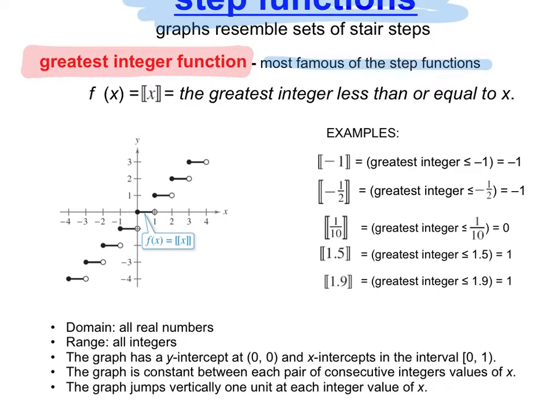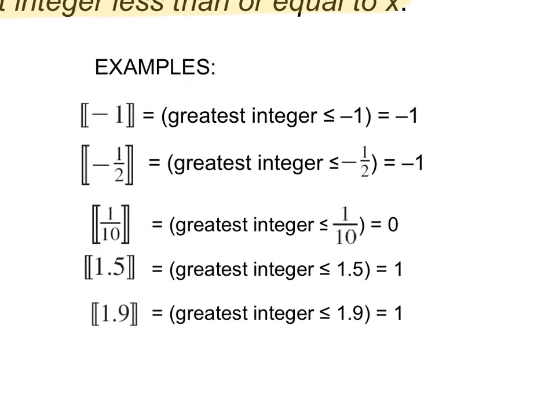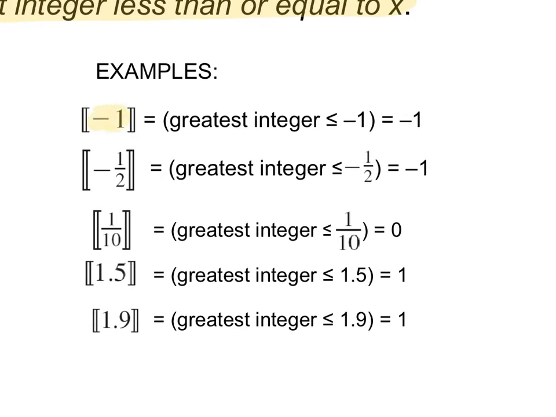Symbolically, it has kind of these double brackets, if you want to think about it that way. The way that you find it, the definition of that is whatever our x value is, we find the greatest integer that is less than or equal to x. Okay. For example, let's look at our examples here. If I have a -1 in here, -1 is an integer, so my answer is -1.